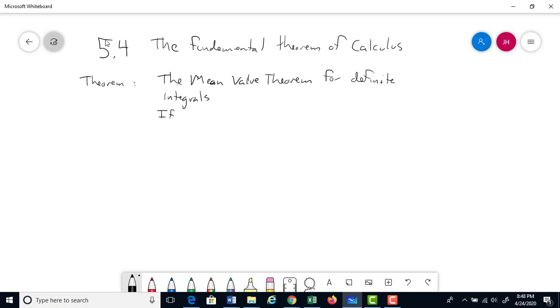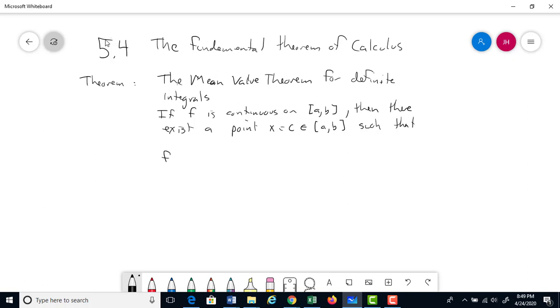So if f is continuous on a closed interval from a to b, then there exists a point x equals c that's inside this interval, a to b, such that f of c is equal to 1 over b minus a times the integral from a to b of f of x dx.